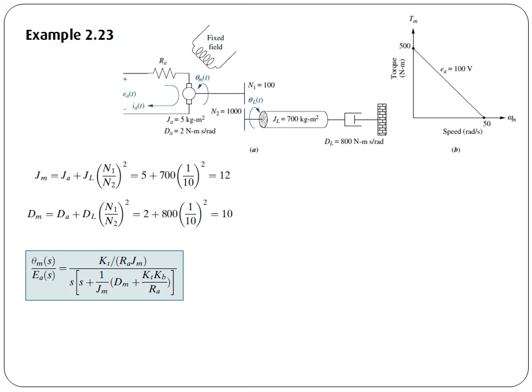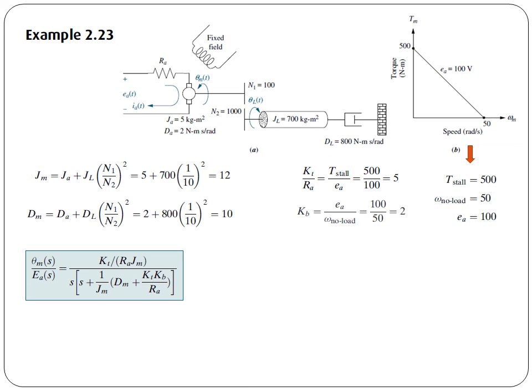So now we have to find Kb and Kt by Ra. Okay, so let's find it. For that we need the characteristic from this curve. We have the stall torque 500, we have omega no load 50, and we have input voltage 100. We are going to use them to find Kt by Ra using the previous formula, and we will also find Kb, and we are going to use all these 4 values in our transfer function.